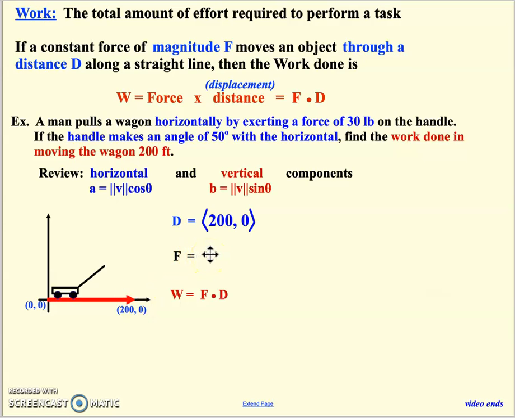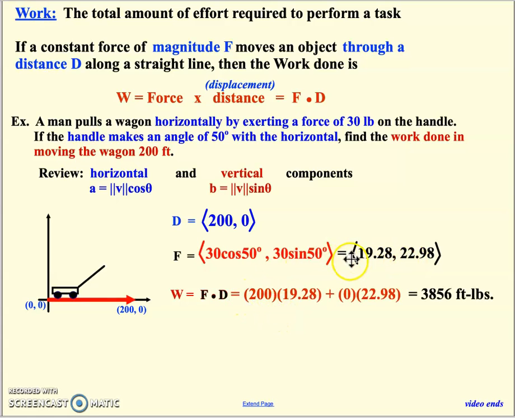The force vector we do have to do like we did in 9.1, magnitude cosine, magnitude sine, because again, a pulling idea. Pulling compared to pushing, right? So our vertical is up, so that gives us a positive vertical component. So magnitude cosine, magnitude sine, just like day one of talking about vectors. And then we'll do some numbers here to clean it up. And then we dot that. So again, we do 200 times 19.28 and 0 times 22.98. And we get 3856 foot-pounds. So there's actually the work.